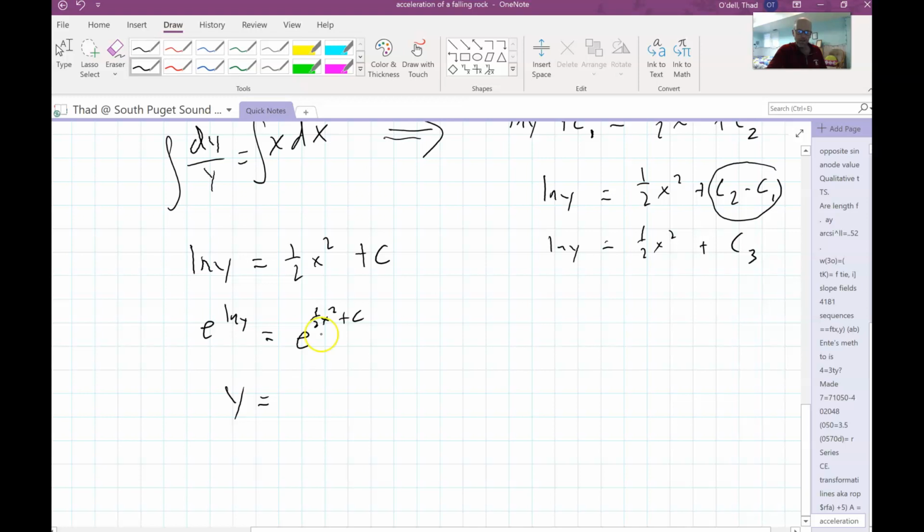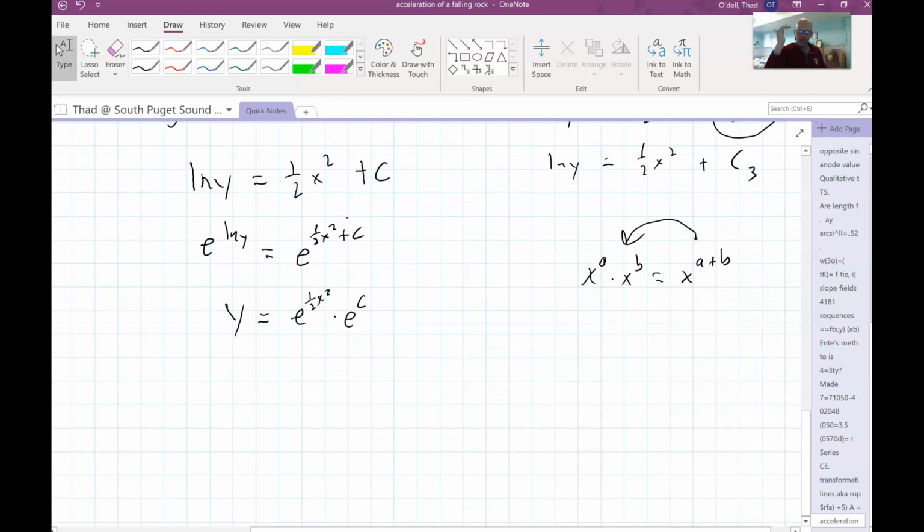And over here, remember when you have exponents that add together, this can be rewritten as e to the 1/2 x squared times e to the c, because remember, x to the a times x to the b is equal to x to the a plus b. So what we're doing is taking this and going back to that. And e to the c is just another constant, right? It's a number. So we can rewrite this as y equals k times e to the 1/2 x squared. And then that would be my solution.